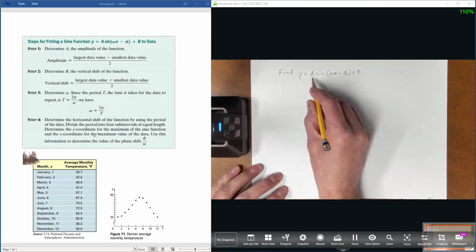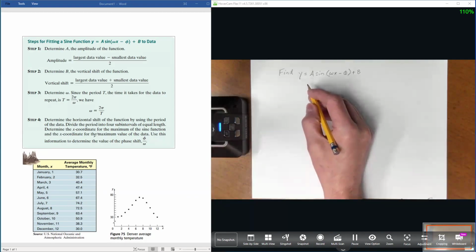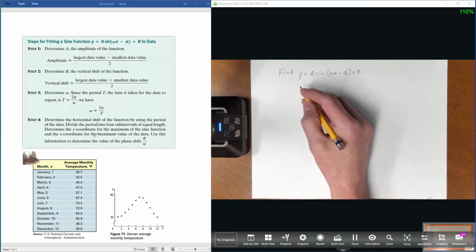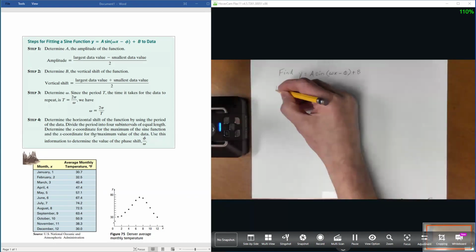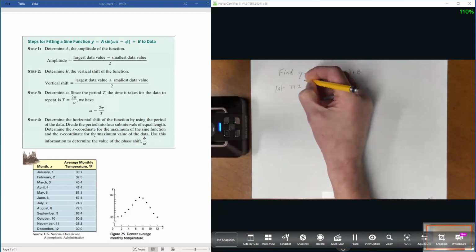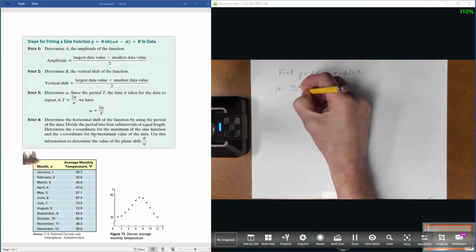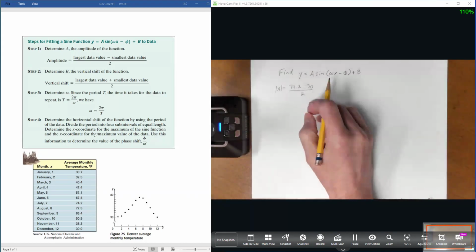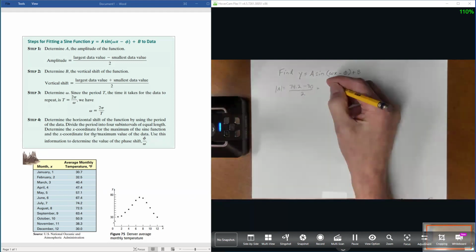We're going to start by finding the amplitude, and that's just going to be the largest data value minus the smallest data value, and divide by 2, since we split it between above the x-axis and below the x-axis originally. The highest value in our average monthly temperature happens in July at 74.2, and the lowest temperature average is 30 in December. We're going to take the difference and pop that into our calculator. We're going to get 22.1.